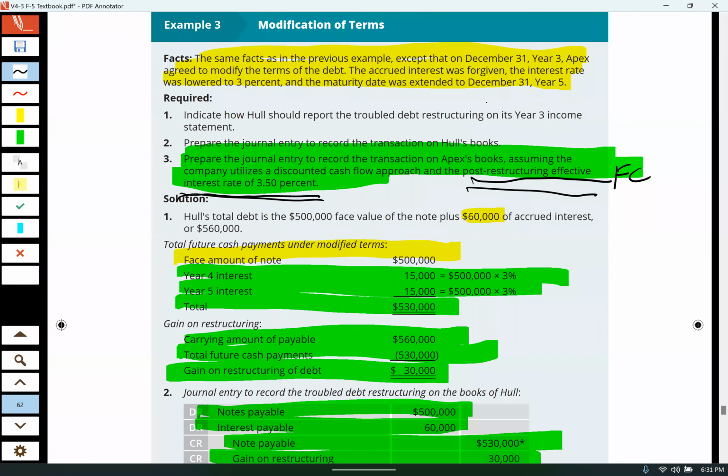Got it. And you use the 3.5% for both the present value of the 500,000 and the present value of the 15,000, correct?